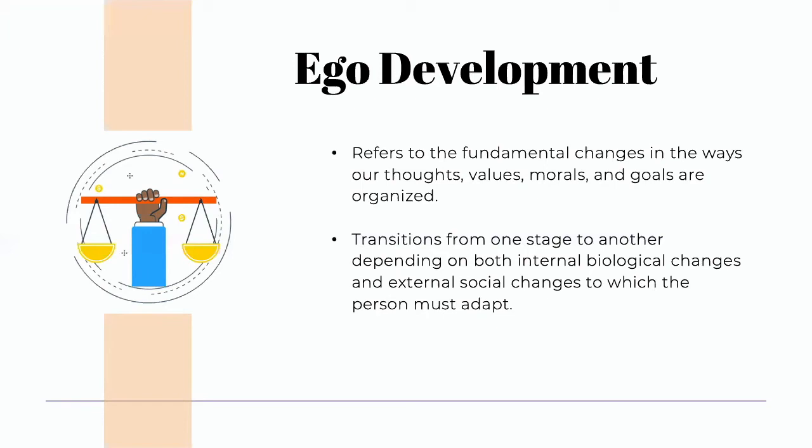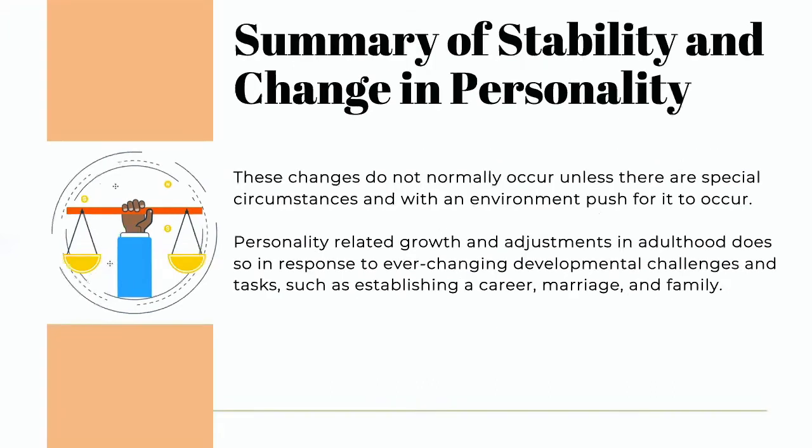But a lot of this, again, has to do with external social circumstances and changes, but also internal biological changes. So in summary of stability and change in personality, things do not normally change, such as our personality traits, unless there are special circumstances and an environment pushing for it to occur. Personality-related growth and adjustment in adulthood happens in response to ever-changing developmental changes and tasks, such as an established career, marriage, and family.